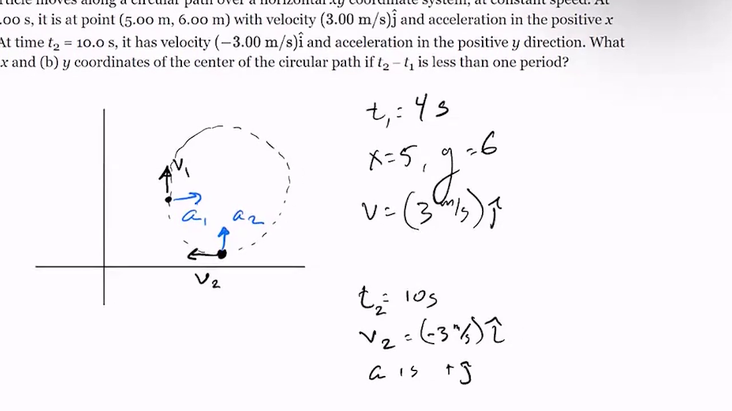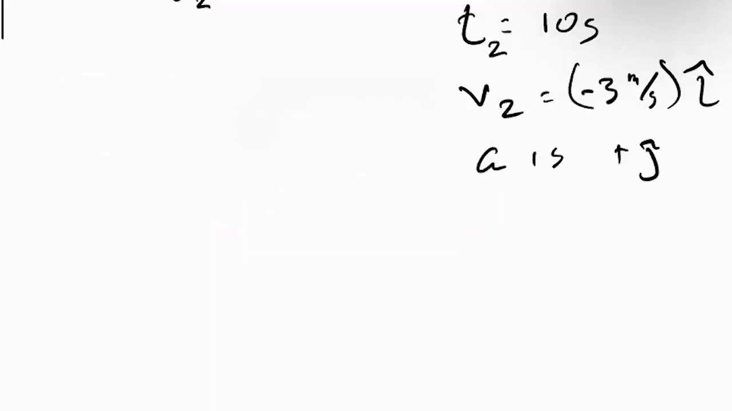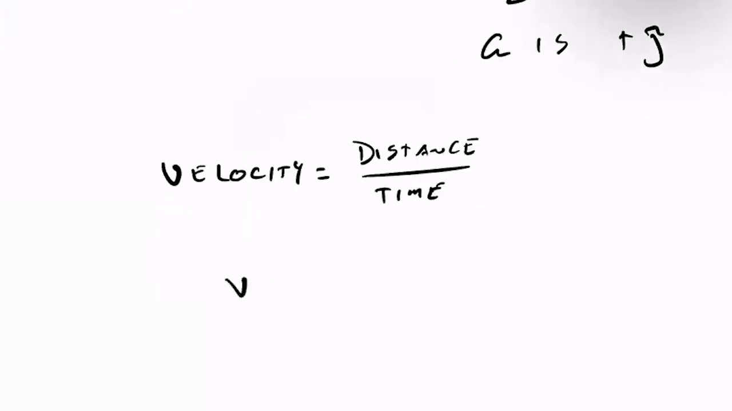So I can figure out what is that time interval. My time interval between points 1 and 2 is 6 seconds, but that hasn't made a full period yet. The particle has only made 3/4 of a period. So I can deduce that the period of the particle is 8 seconds. I'm able to put all that together because I know that the velocity of this particle is going to be the distance traveled divided by the time. Well, I know that the distance traveled is equal to the circumference, 2 pi r, in the period, T.